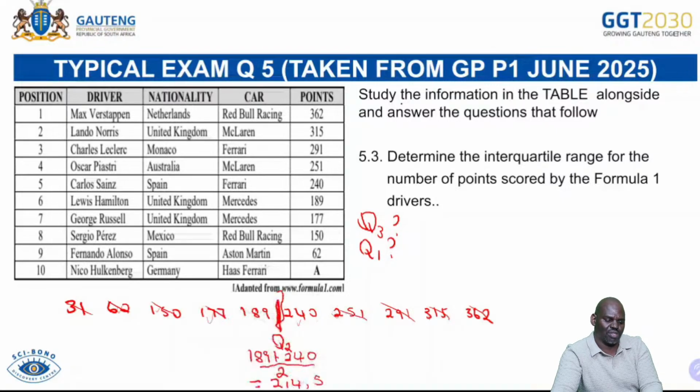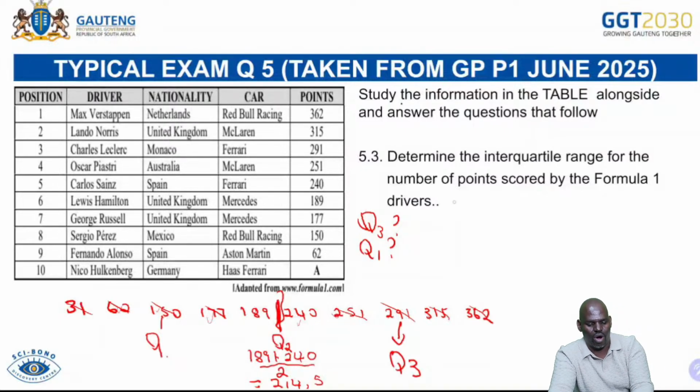Then I'm going to check on the left hand side, 1, 2, 3, 4, 5. Now quartile 1 is the middle number of the values on the left hand side. In this case, this will be my quartile 1, because if you look at it, I've got 1, 2, 3, 4, 5, and there's only 150 in the middle. And then on the right hand side, I still have 240, 251, 291, 315, 362. Then you can see that the middle number of the values on the right hand side is 291. So this 291 will now be my quartile 3, and this is quartile 1.